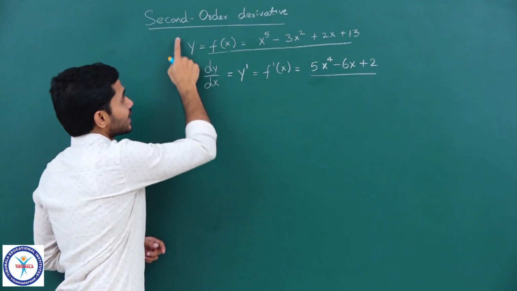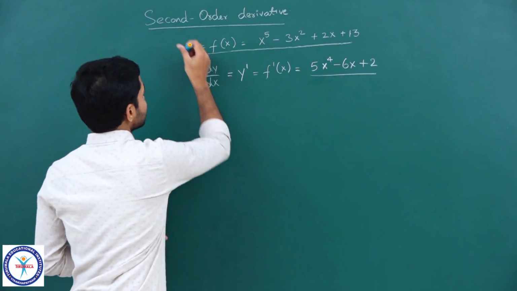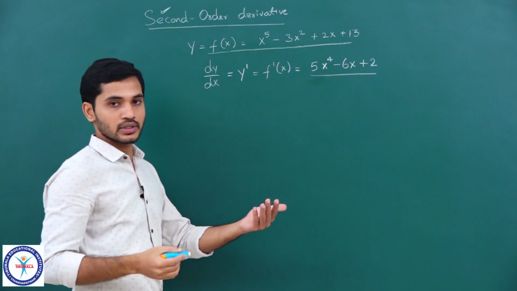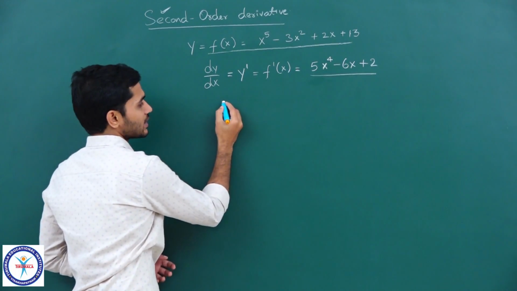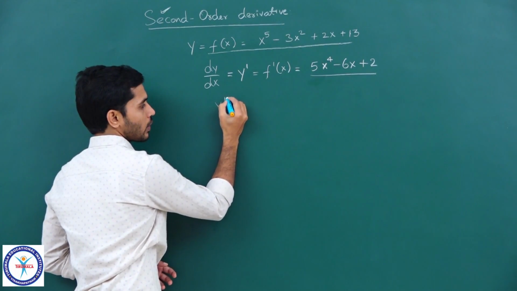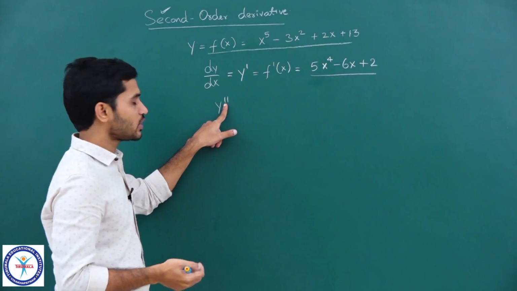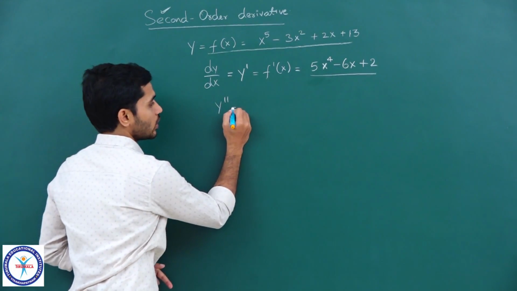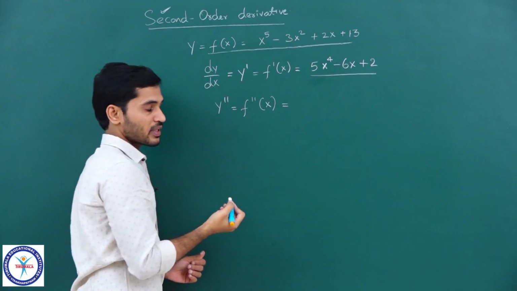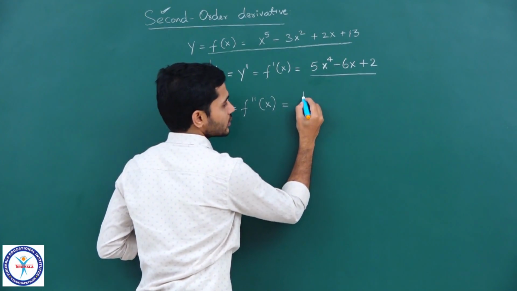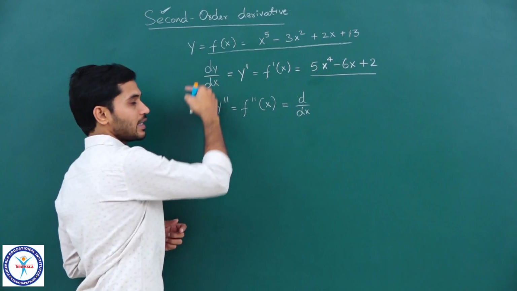Now, second order derivative basically means the derivative of this once again. That is the reason why we call it second order. Next we are going to differentiate this slope again. We represent that as y double dash. This is called y dash, and the second order derivative is called y double dash. Double dash means we are differentiating twice, equal to f double dash of x. What we are doing now is performing d by dx of dy by dx.